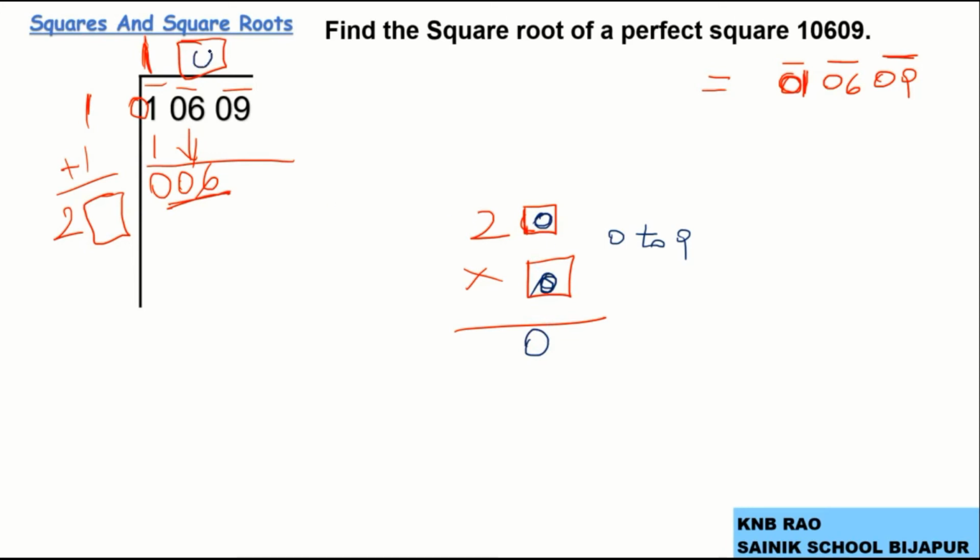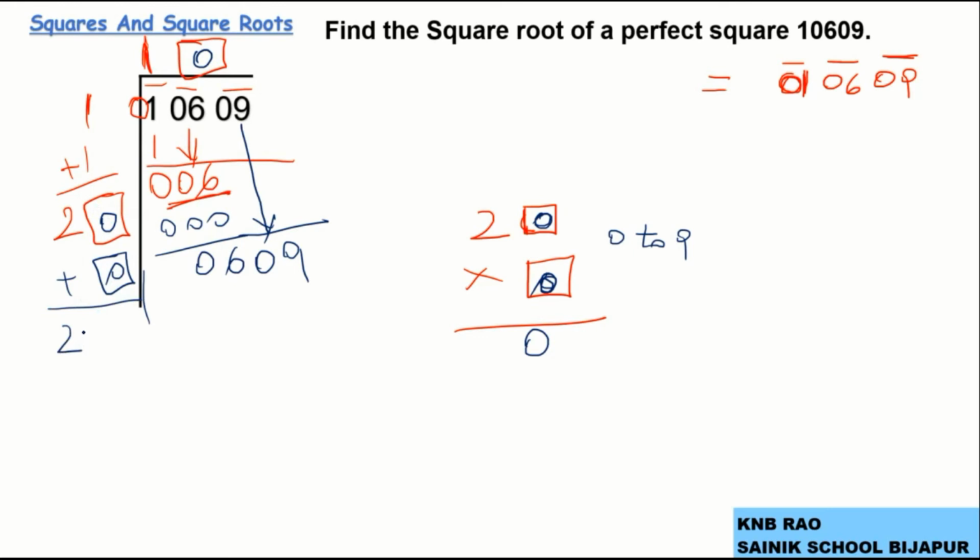Here this digit is 0. So while we have 0, 20 zeros are 0. Now 6 minus 0 gives us 6 again. Now take the next pair, gives us 0, 9 coming down. Now adding this 20 with 0 gives us 20. Now I have a wisely chosen one more box.